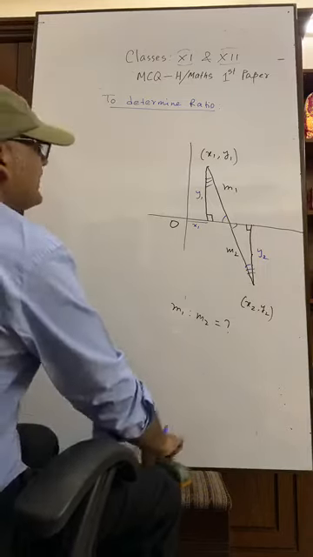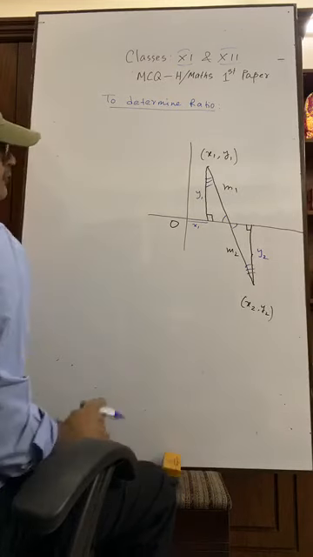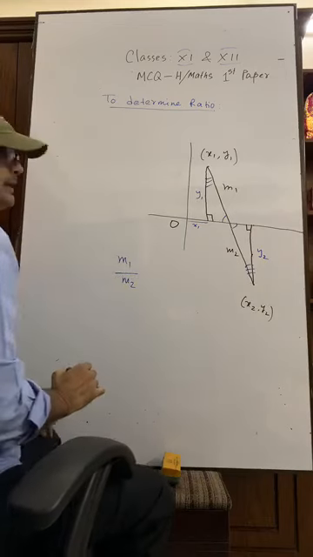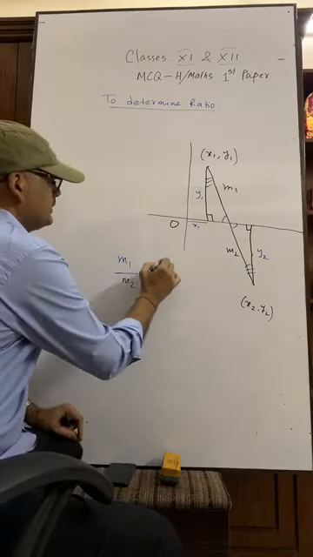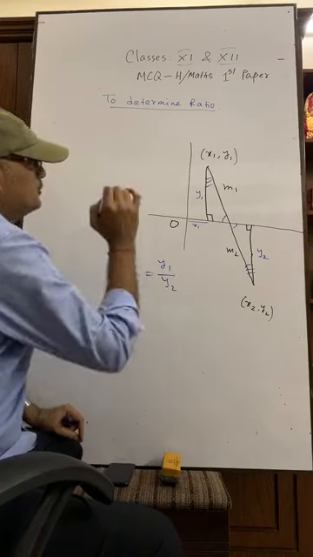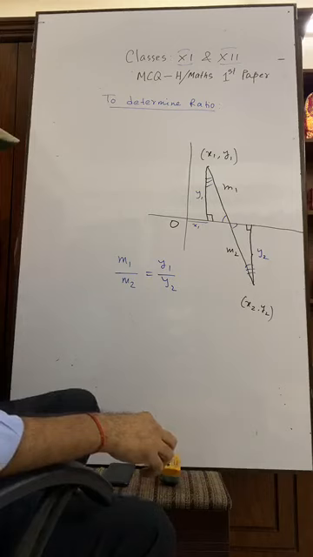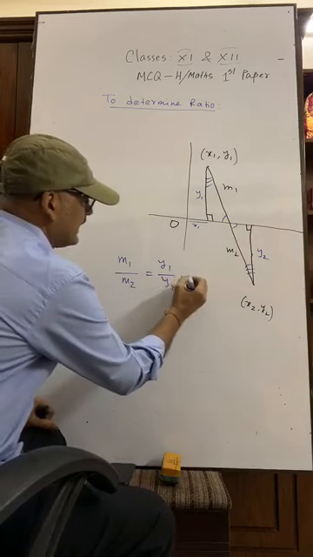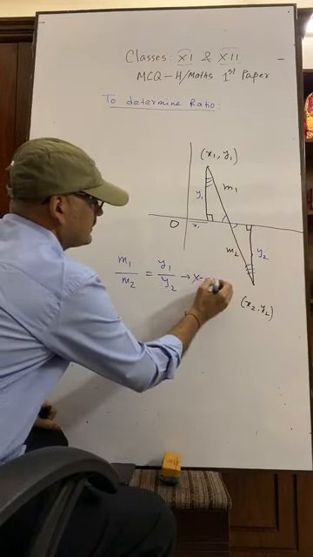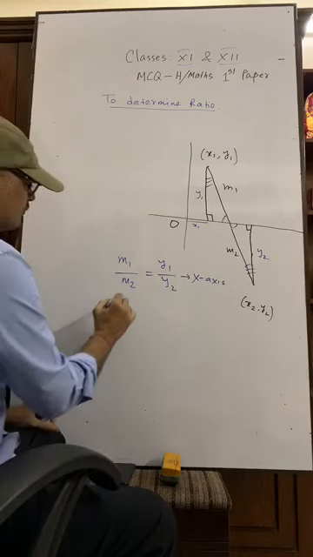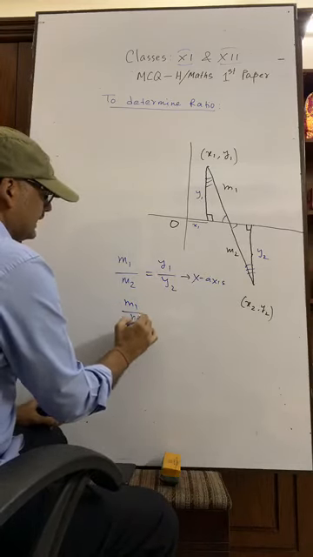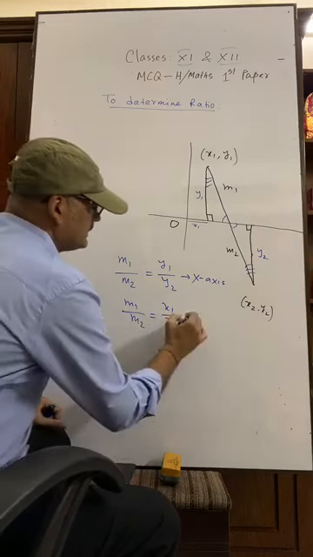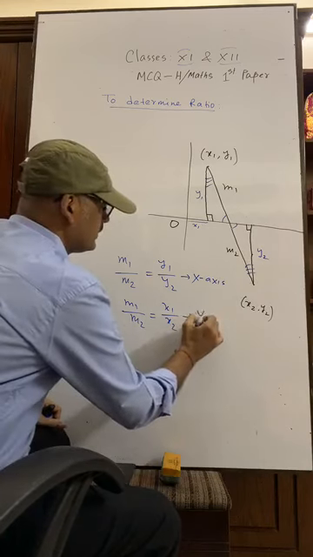That means we get the formula m1 by m2 is equal to y1 by y2, and it is applicable for the x-axis. Similarly, we can find m1 by m2 equals x1 by x2, and it is applicable for the y-axis.